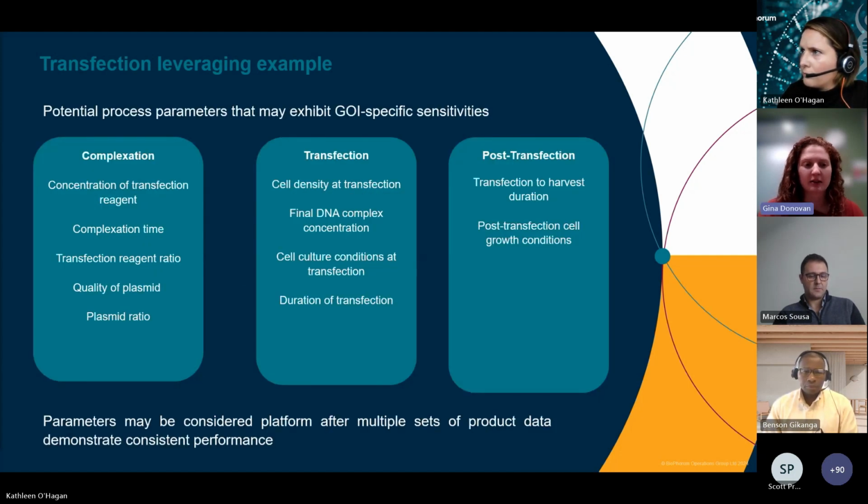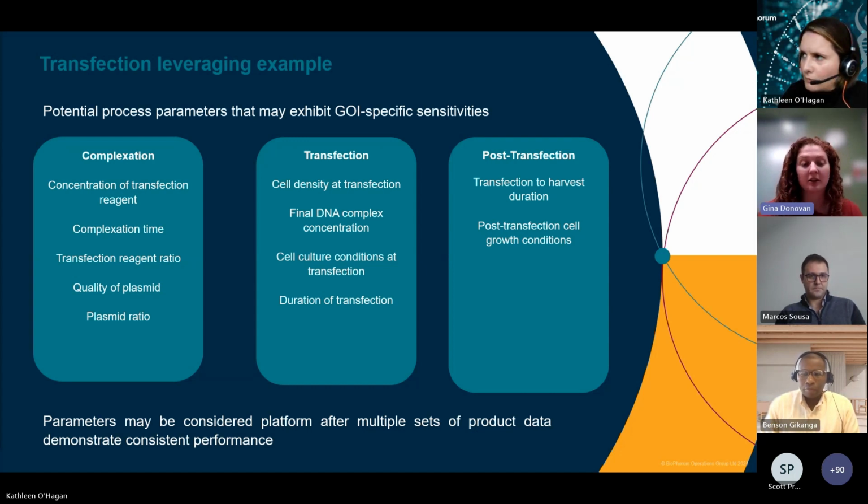So some examples that we thought were probably value added to consider when talking about those gene of interest specific sensitivities are things like cell density at transfection, plasmid ratio, complexation time, among others. A lot of different parameters might be affected by the gene of interest specific plasmid. So it's really just being able to come into development with an idea of what parameters might be impacted, and then targeting the development work from there.